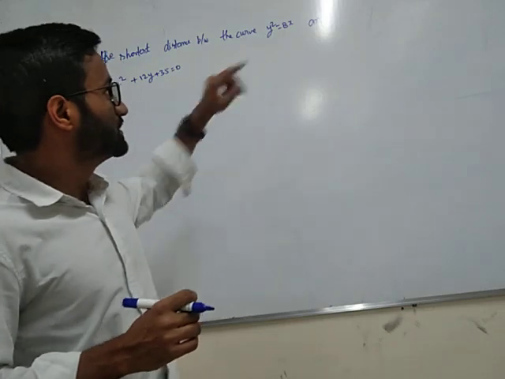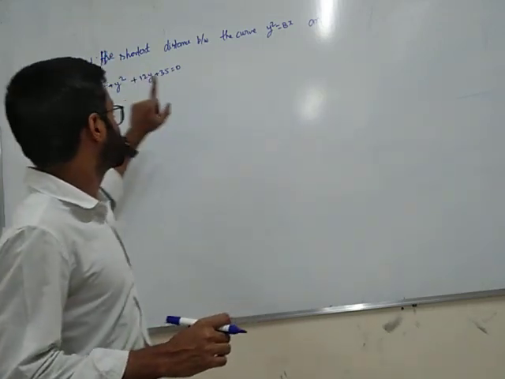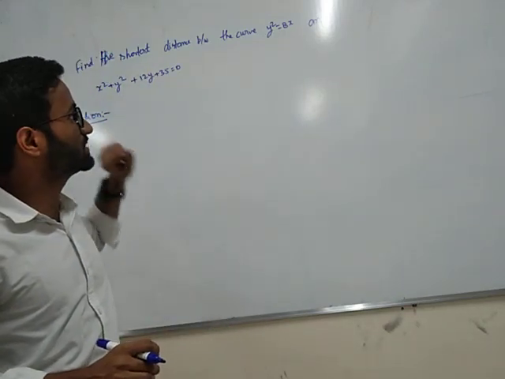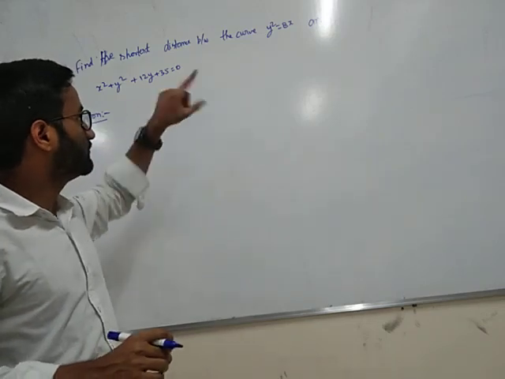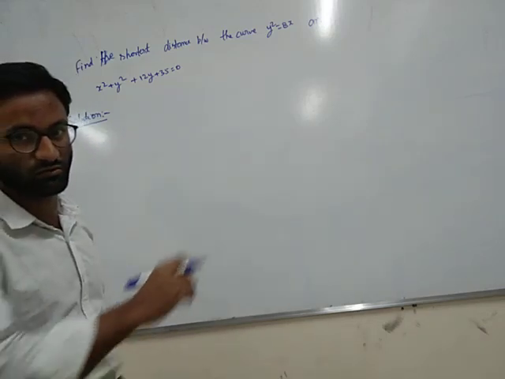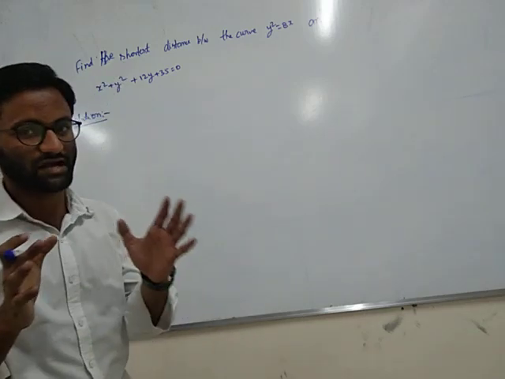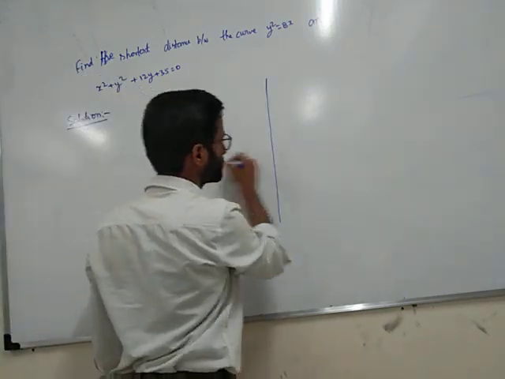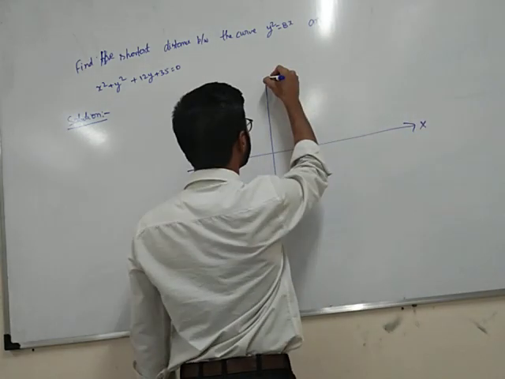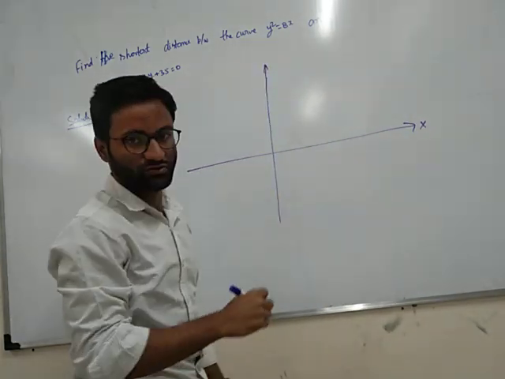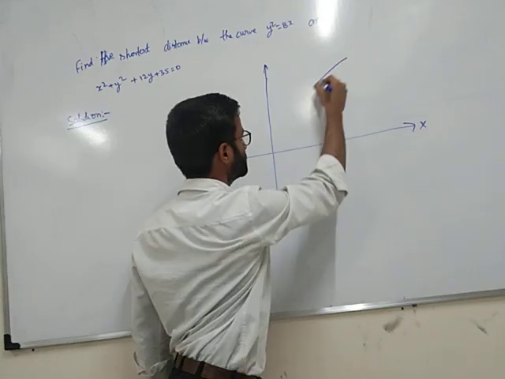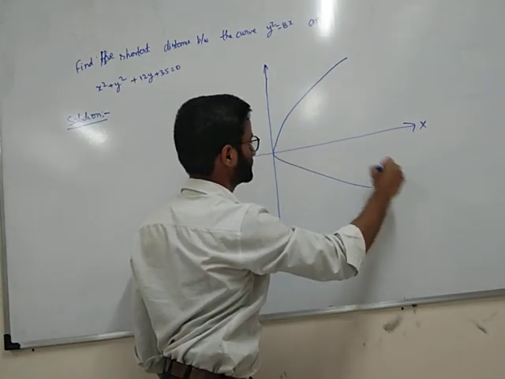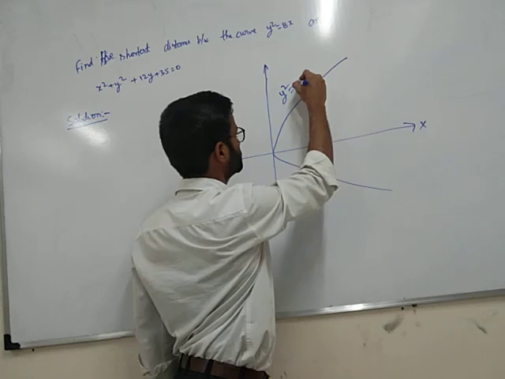As you know, this is the parabola and this is the circle. So first we make the graph of this in the coordinate system and then we find the shortest distance. So this is y square equal to 8x.